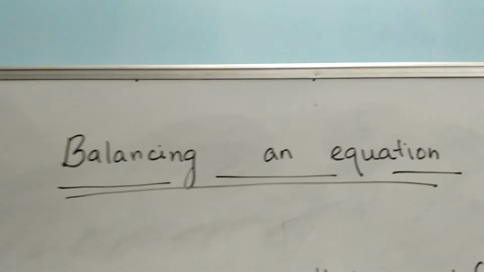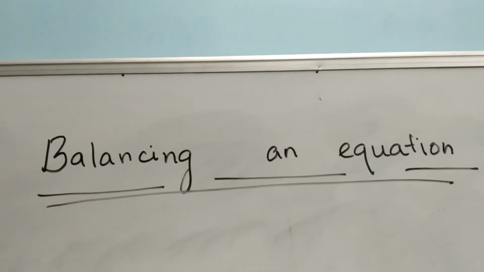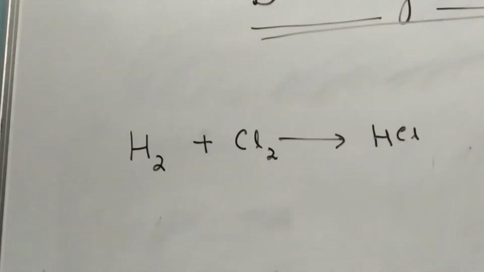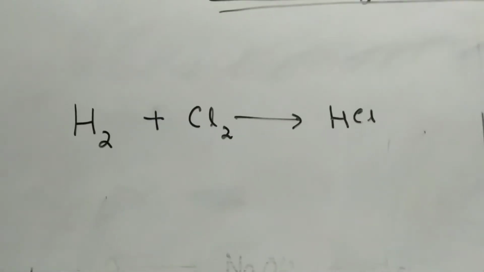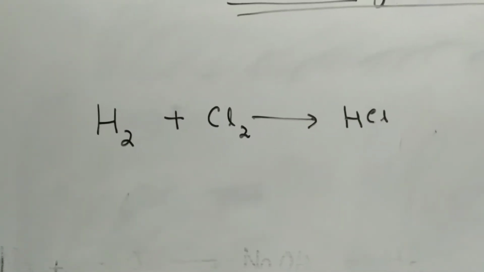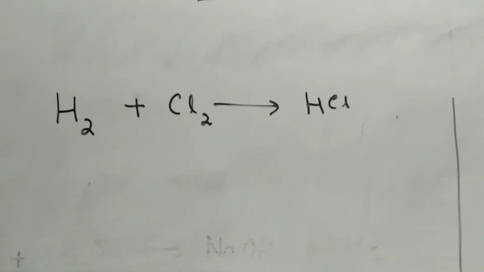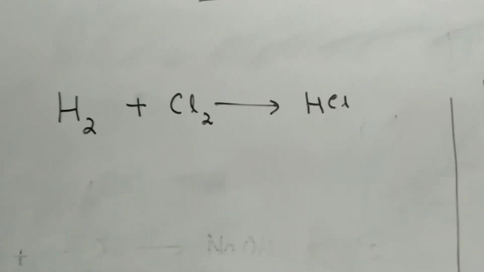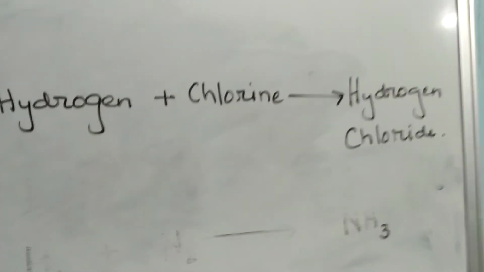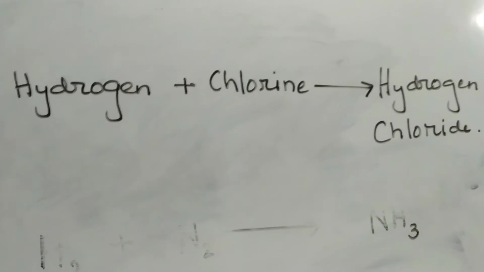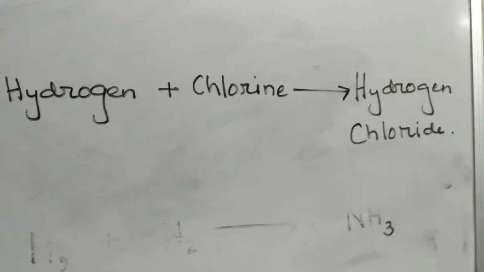When you are asked to balance an equation, the question may be of two kinds. One is they may give us the chemical equation and then ask us to balance it. Like it is given hydrogen gas plus chlorine gas gives HCl, that is hydrogen chloride or hydrochloric acid. So this may be a question. Or sometimes they may give us the word equation. This is called a word equation. In the word equation, they will give hydrogen plus chlorine gives hydrogen chloride.